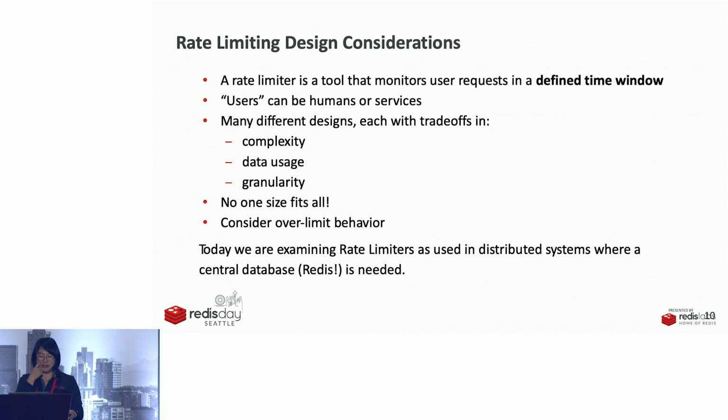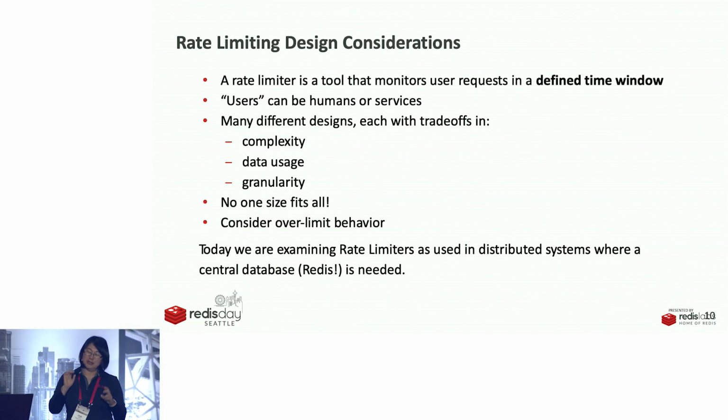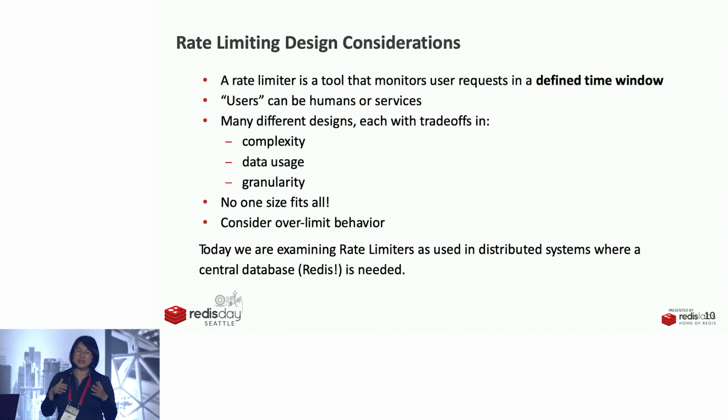The one thing is to consider over-limit behavior, and I was trying to explain to someone what that means. It basically means if somebody violated your limit, what do you want to do? Do you want to just block them off, or give them a little bit of a buffer, or give them a warning but let them do it? There are a lot of subtleties in what you want to do when that limit is exceeded or hit, okay?